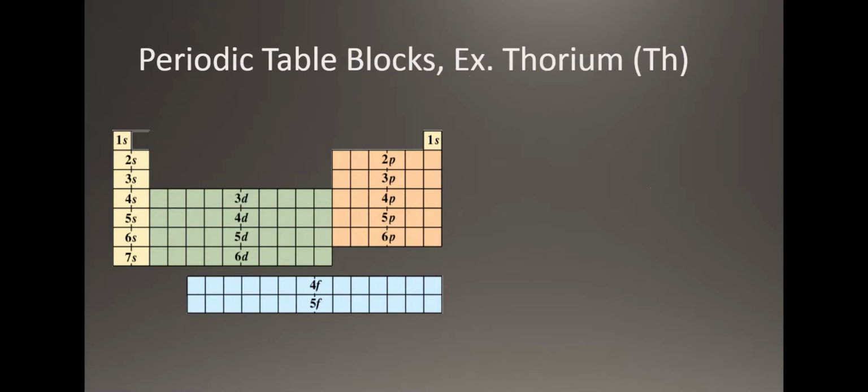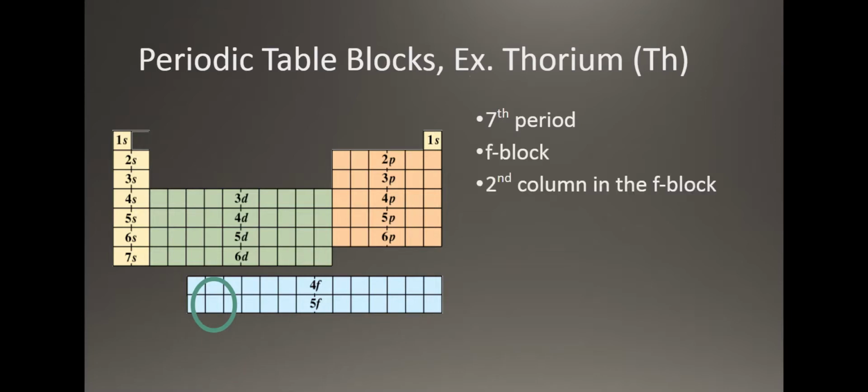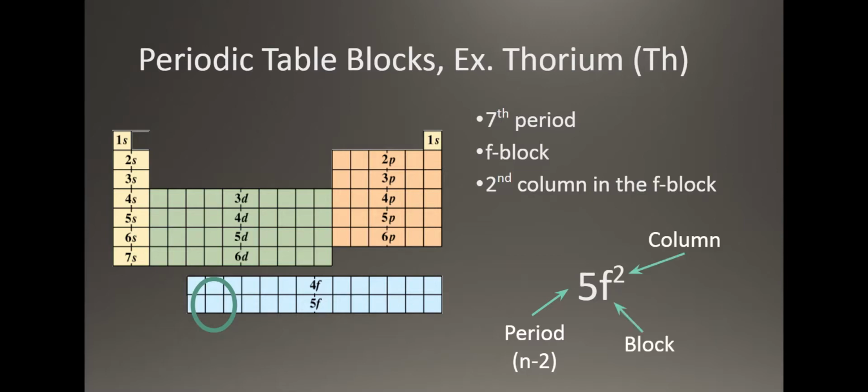Okay, the next one is thorium. Thorium is all the way down in the F block. So it's in the seventh period, F block, and it is in the second column. If we put all of that together, we end up with 5f2. Remember, for the F block, we subtract 2 from the period number, so that's why we have 5 and not 7. And then it's in the second column.